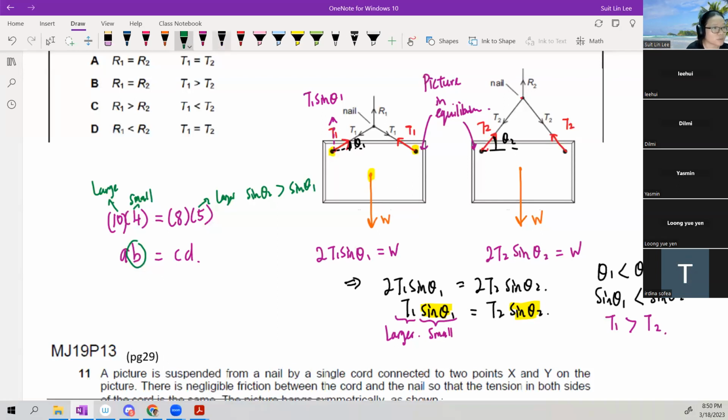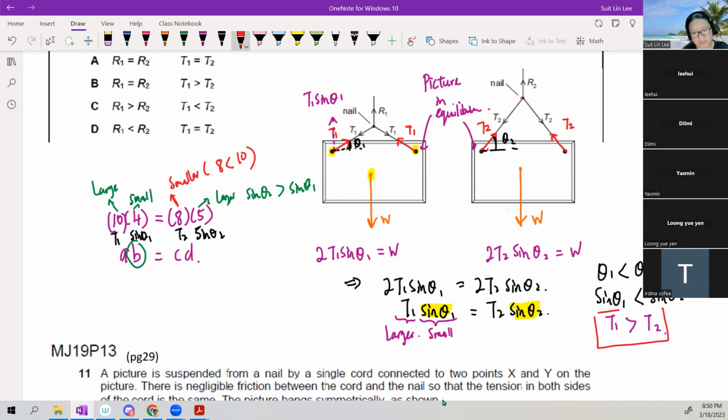So you can treat this one as T1. I'm just using numbers as stand-in. Sine theta 2. 5 is bigger than 4. So this one will be smaller. 8 is less than 10. In other words, T1 is bigger than T2 because the partner is small. T1 multiply sine theta 1. Theta 1 is small, so T1 has to be big. So the only one where T1 is bigger than T2 is B.